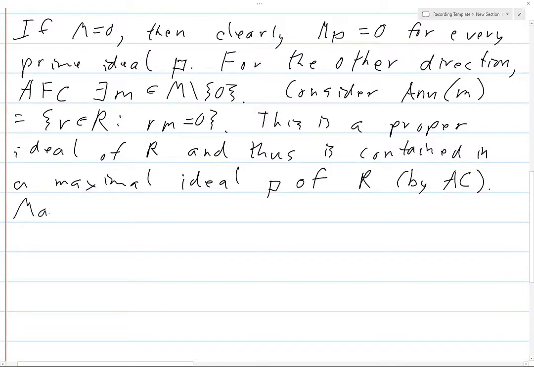Now, maximal ideals are prime, and that's a basic fact about maximal ideals. It's not a very difficult proof. You should go back and review that proof if you don't know it off the top of your head, because it's pretty important in ring theory. Maximal ideals are prime, so P is prime.